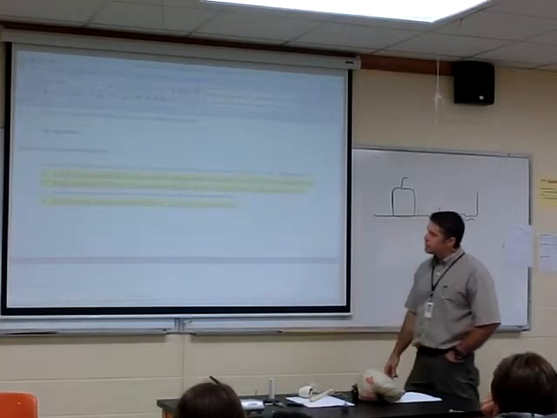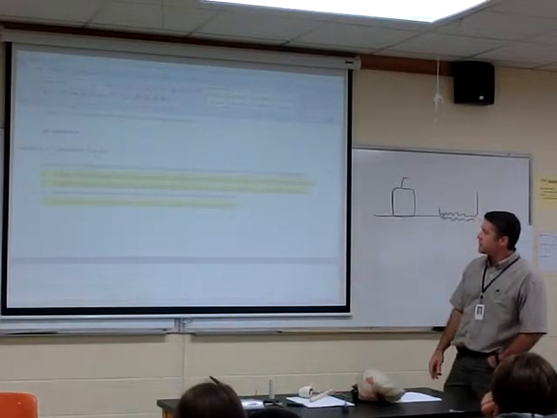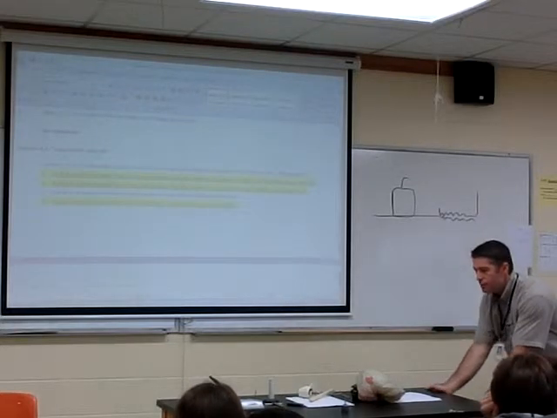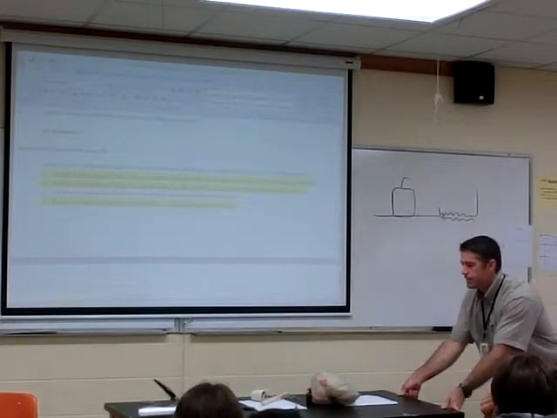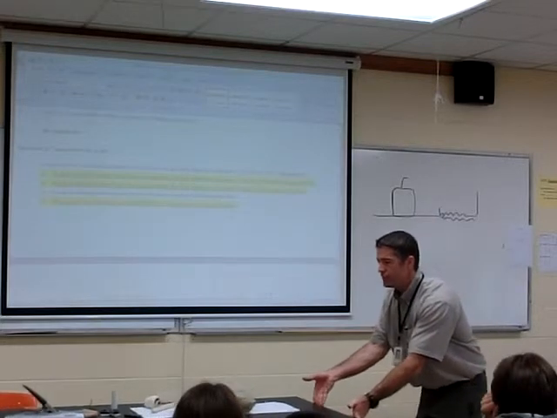The second situation, the box is on a level floor. You're pushing the box sideways, causing it to slide. I'm just going to demonstrate with this. Is friction involved in this situation right now?